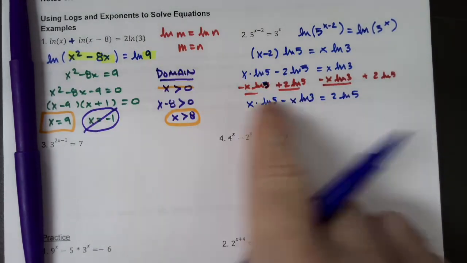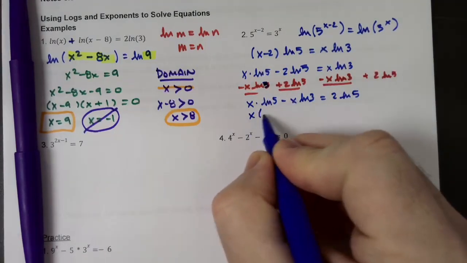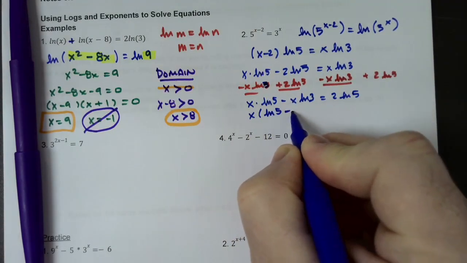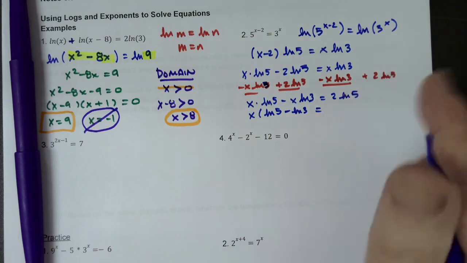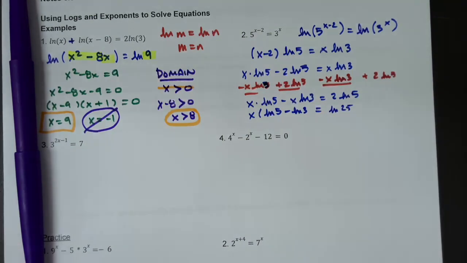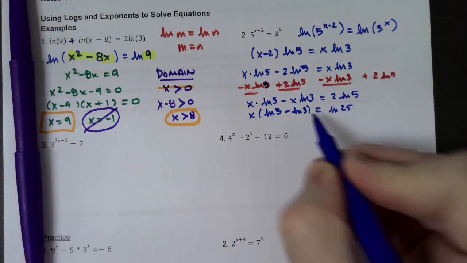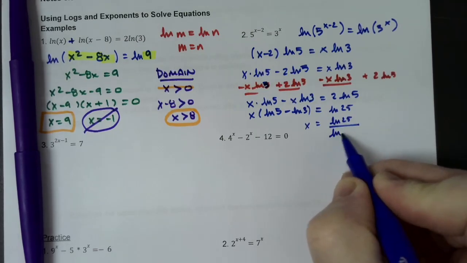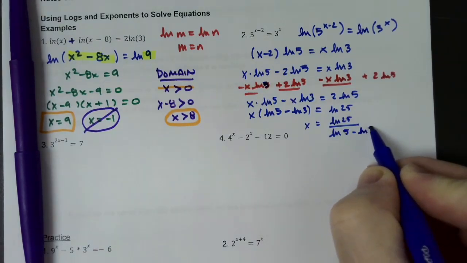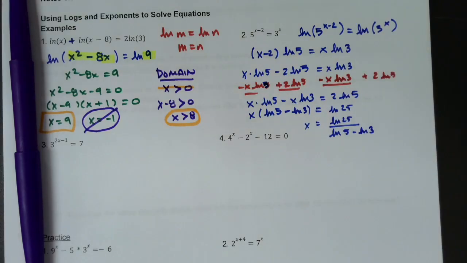We can just factor out the x. This would be x times whatever the natural log of 5 minus the natural log of 3 is. And let's go ahead and use our exponent rule here and change this to the natural log of 25. Love this stuff. And then, of course, to solve for x, all we have to do is take the natural log of 25 and divide that by the natural log of 5 minus the natural log of 3. And I think we'll stick with that.